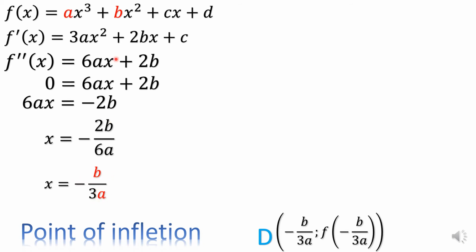Where b is the coefficient of x squared, and a is the coefficient of x cubed. If you know these coefficients and plug them into this formula, you are definitely going to find the x coordinate of the point of inflection. Then how do you find y? You substitute into the original equation, as you know. Done.